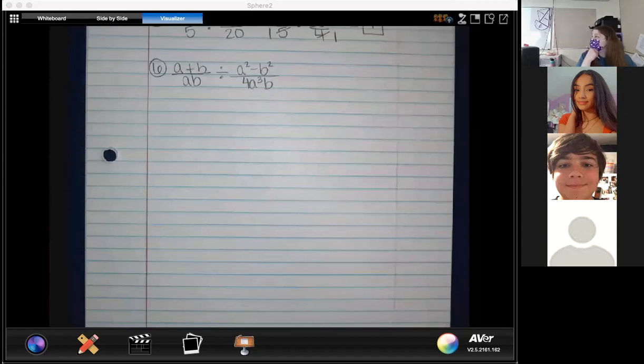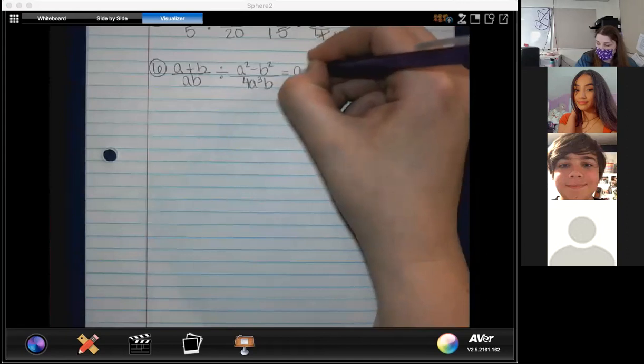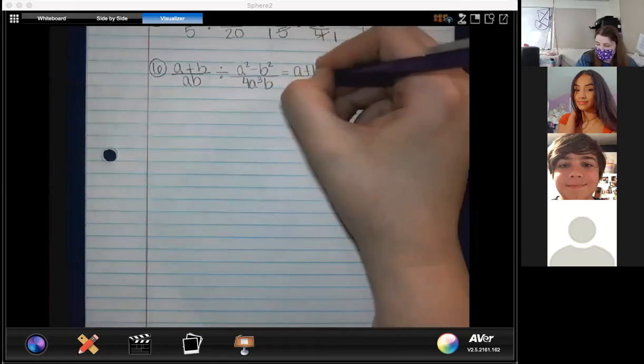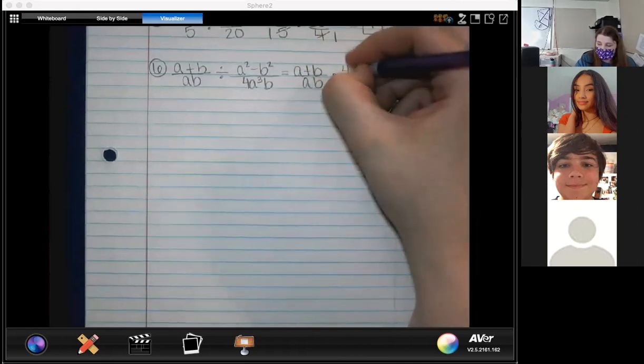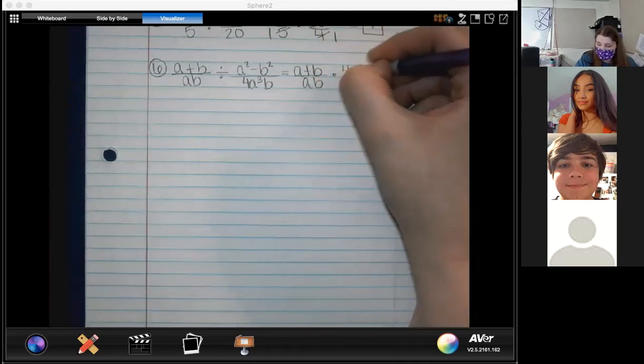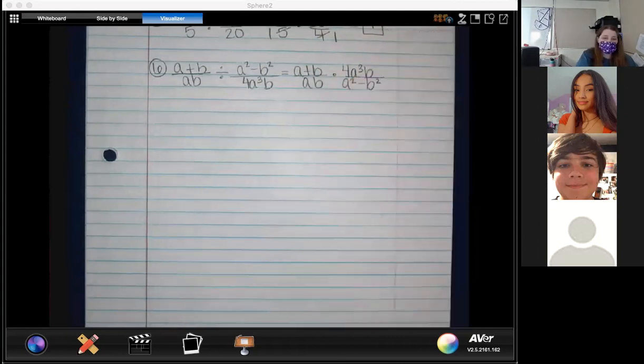So first thing we're going to do is multiply by their reciprocal. The first one stays the same, and the second one reciprocates. Once we do that, it should look like a typical multiplying problem, and we should simplify.